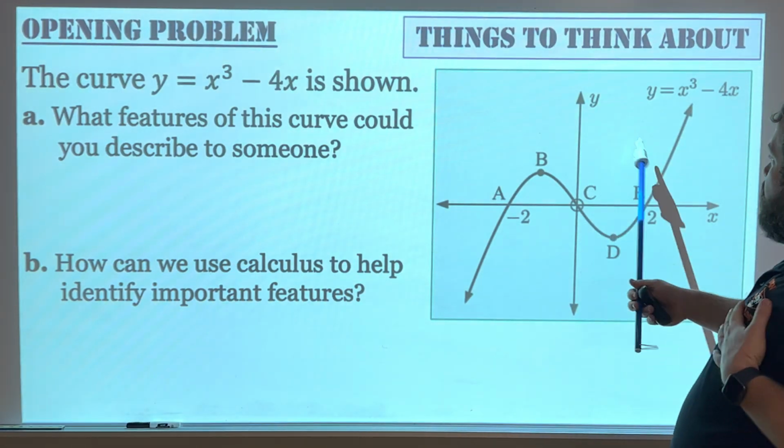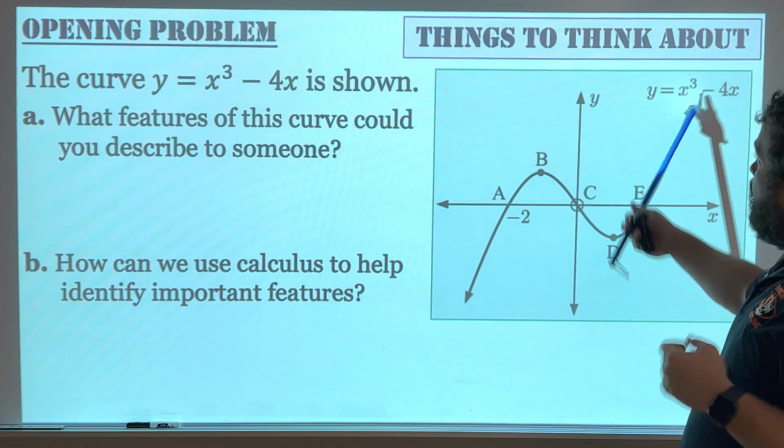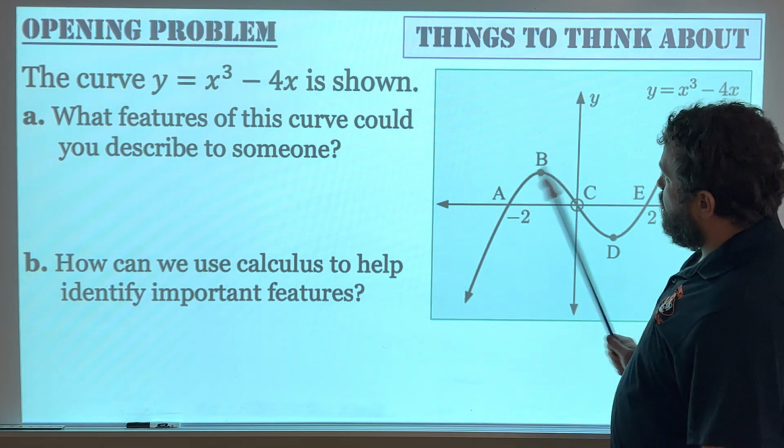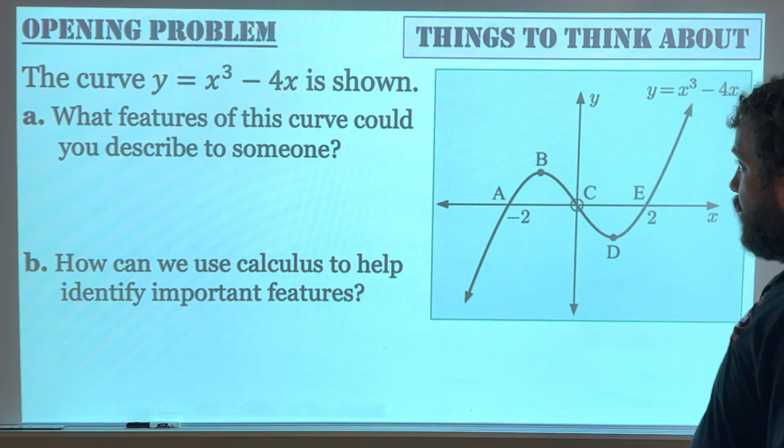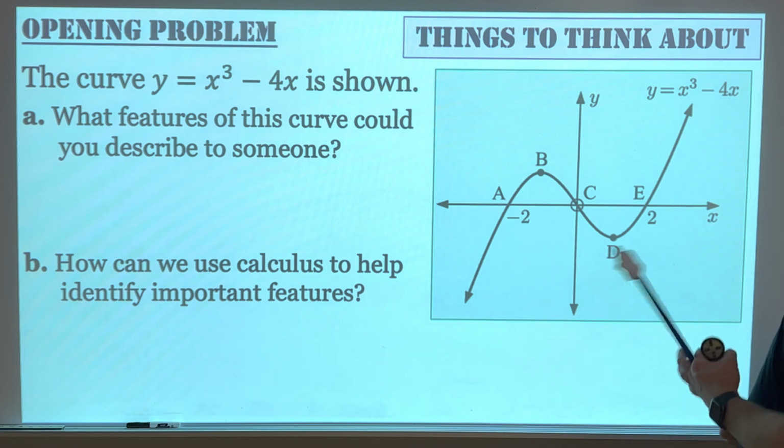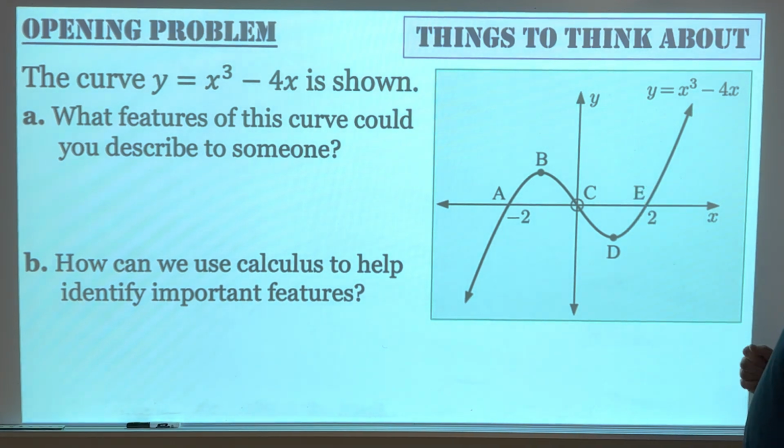So the first thing we're going to do is look at the types of problems we're going to be able to solve and things to think about. This curve right here is y equals x cubed minus 4x, shown right here. Now what features of this curve would you describe to someone? How can you say some features of this curve? Think.